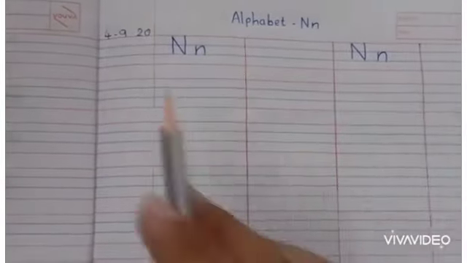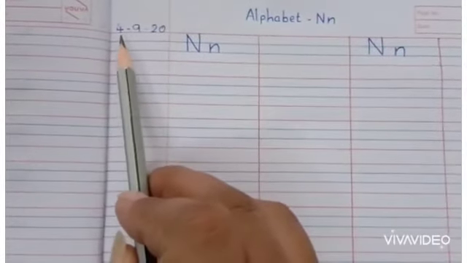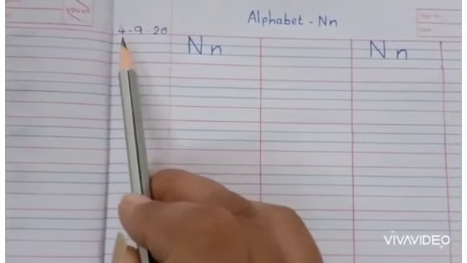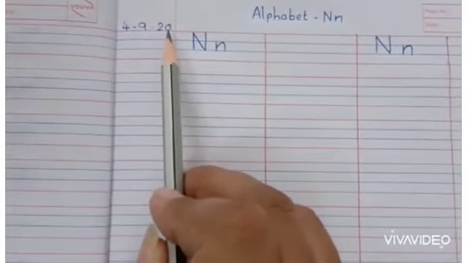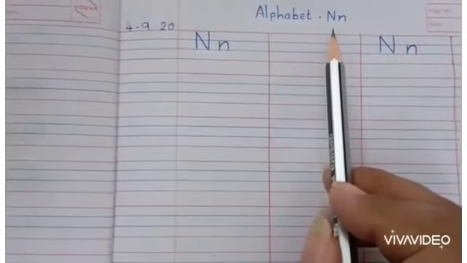Children, now we will learn to write alphabet N in our notebook, and we will also learn to draw two objects related to alphabet N in our notebook. Here we will write today's date. Today's date is 4-9-2020, 4th September 2020, and this is our heading, alphabet N.